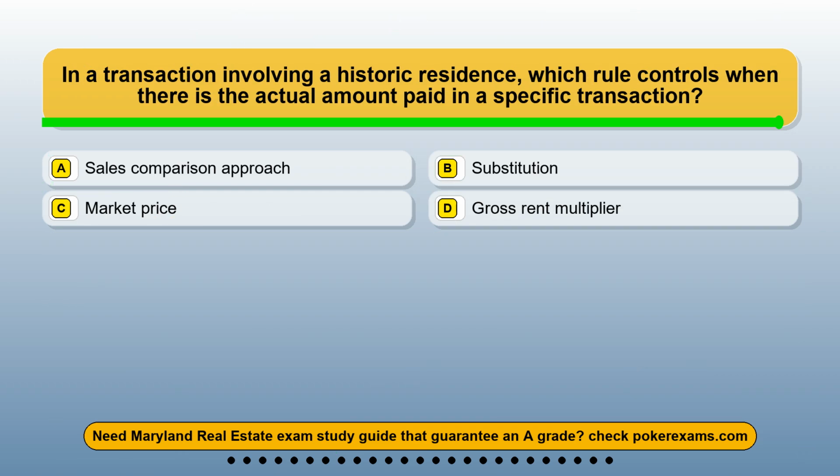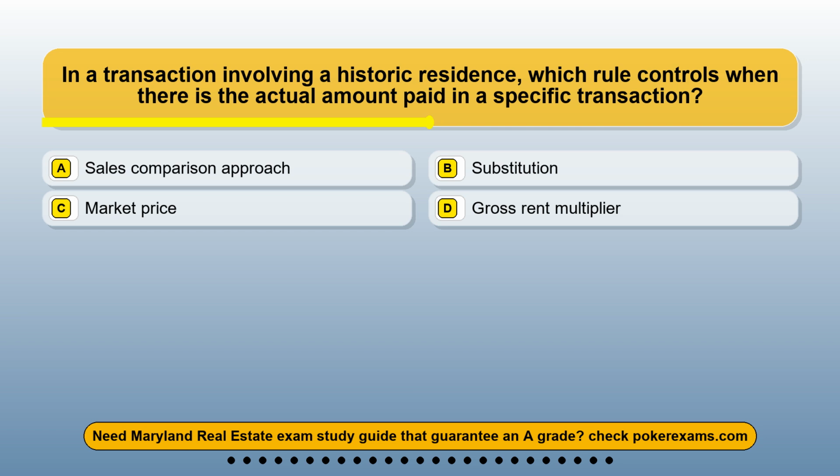Question 20. In a transaction involving a historic residence, which rule controls when there is the actual amount paid in a specific transaction? Option A, sales comparison approach. Option B, substitution. Option C, market price. Option D, gross rent multiplier.